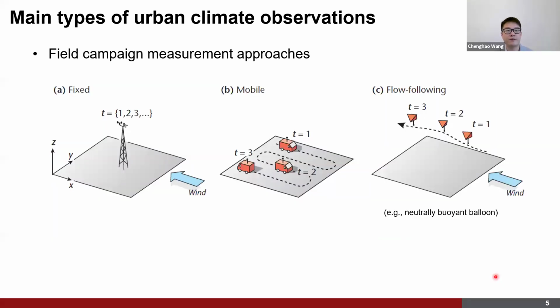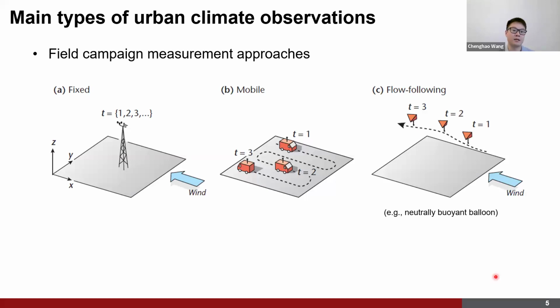There are generally 3 different types of field campaigns, depending on what kind of instruments you are using. The first one is, of course, the fixed stations, similar to what we have for AWOS or ASOS stations, basically similar to these routine measurements. But the difference here is that these stations we are setting up for field campaign will only be there during the experiment and might be removed afterwards.